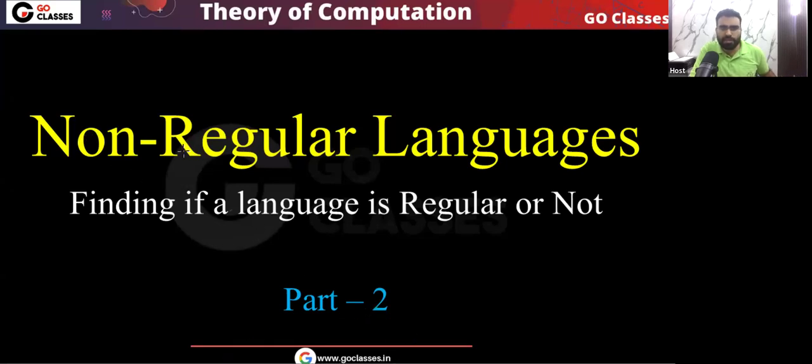In this lecture, we will continue our discussion of non-regular languages. In the previous lecture, we have seen how to find if a language is regular or not. So in this session, we will continue that discussion. This is part 2, finding if a language is regular or not.